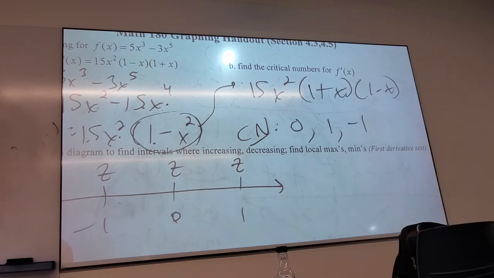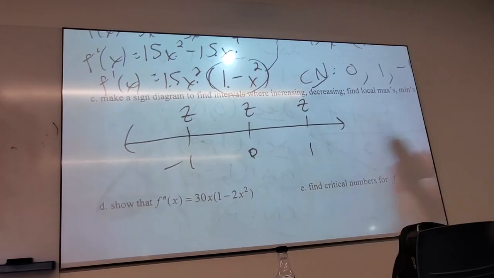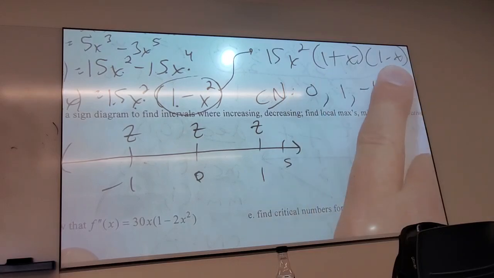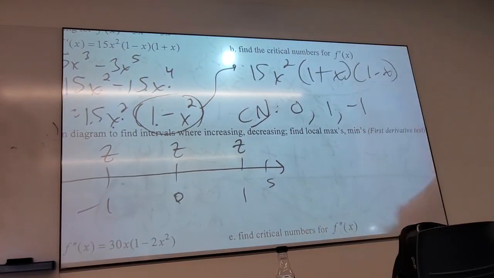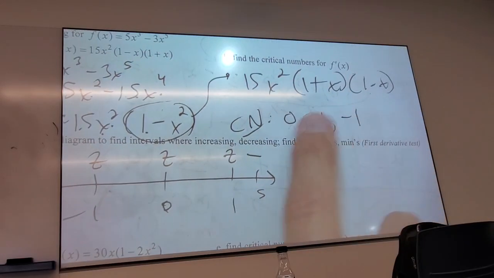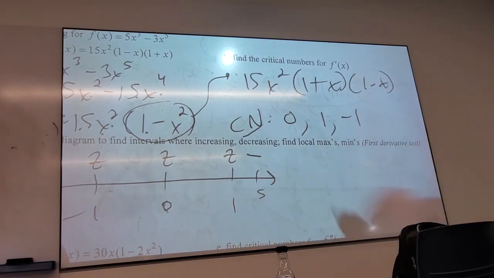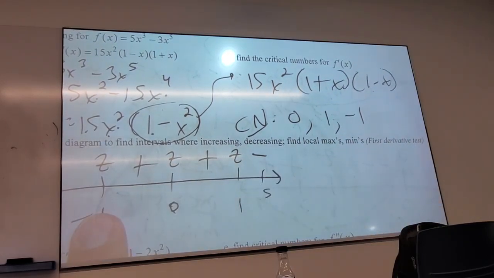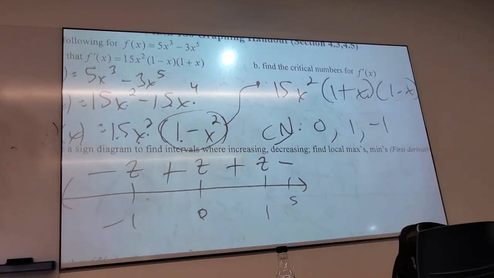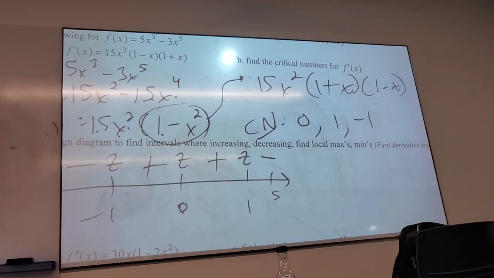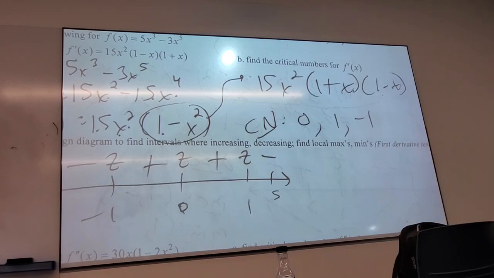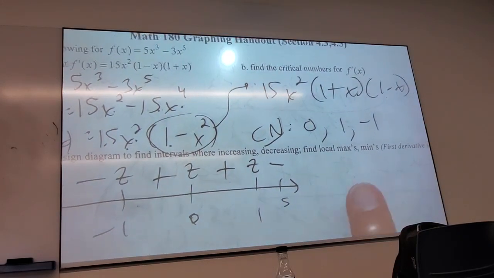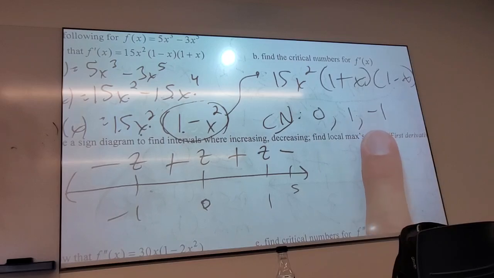So watch this. I'm going to put 5 in. Positive, positive, negative. Is everybody with me? So it's negative here. The multiplicity of 1 is 1, so it's going to change signs. Multiplicity of 0 is 2, it's going to stay the same sign. Multiplicity of negative 1 is 1, so it's going to change signs. Thank you, I'm done. Do you have to do what I just did? No. Isn't what I did awesome? Not because I'm awesome, because it's awesome.